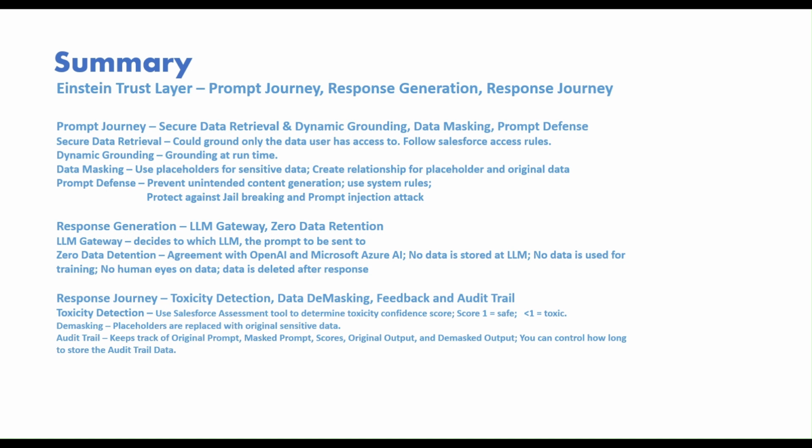In the response journey path, Toxicity Detection, Data Demasking, and Audit Trail are important components. In Toxicity Detection, a Toxicity Confidence Score of 1 means the response is safe. The Toxicity Confidence Score is generated by the Salesforce assessment tool. The score is stored in the Data Cloud. In demasking, the placeholders are replaced with actual data. The Audit Trail keeps track of the original prompt, masked prompt, scores, original output, and demasked output. It is stored in the Data Cloud. You can control how long it could be stored.